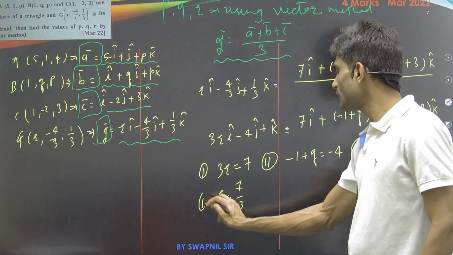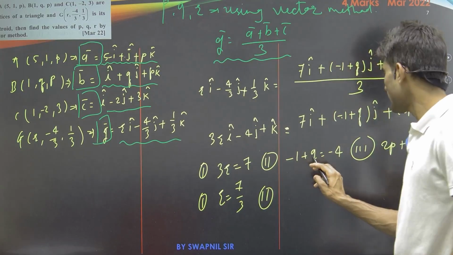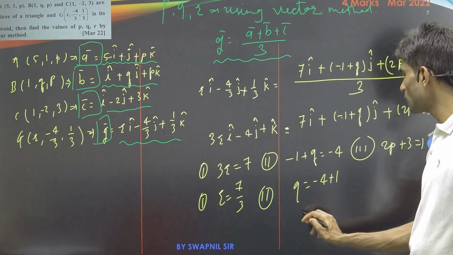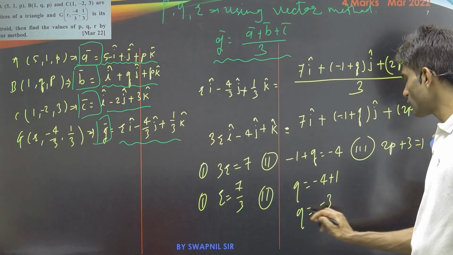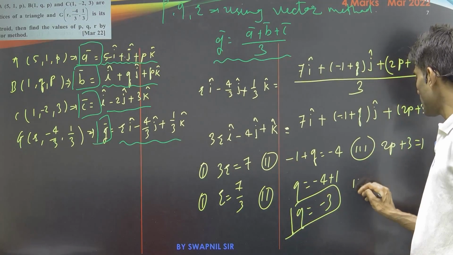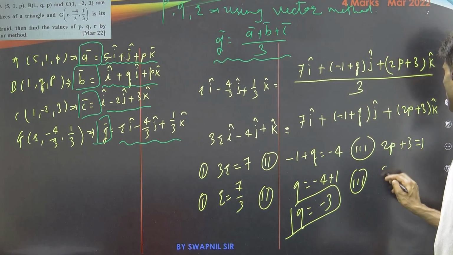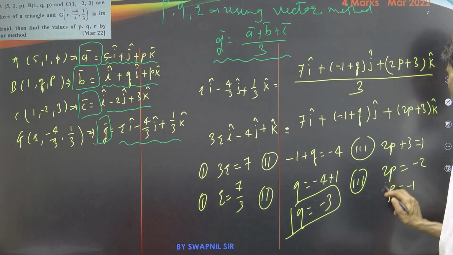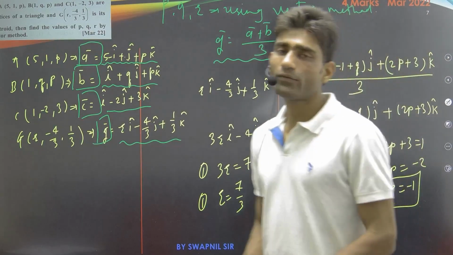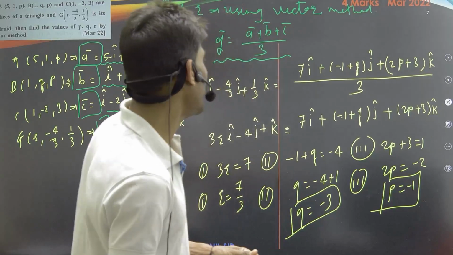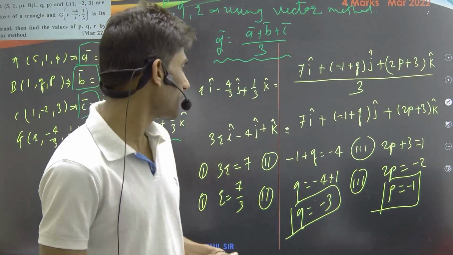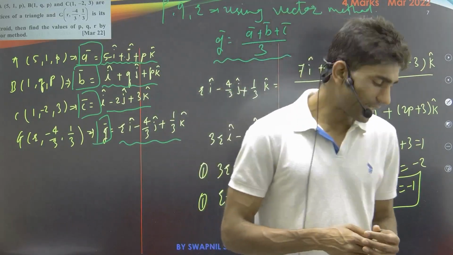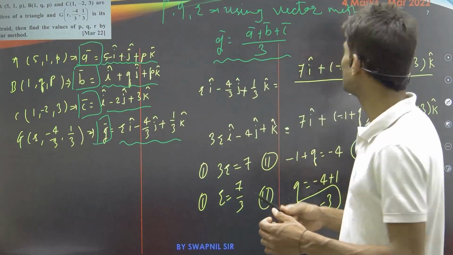Using the second, we can write q is equal to minus 4 plus 1, so q is equal to minus 3. Using the third one, we can write 2p is equal to 1 minus 3, which is minus 2, and p gives us minus 1. These all are the required values for p, q, and r using our given data. So this is the solution we want in our example. I'm expecting that you all have understood this solution. Now let's move to the next solution.